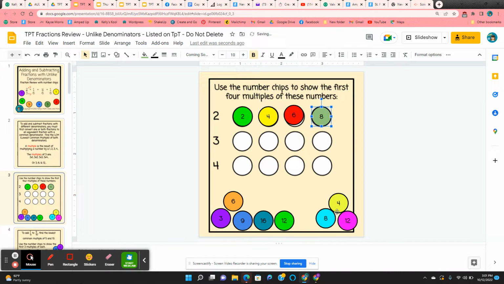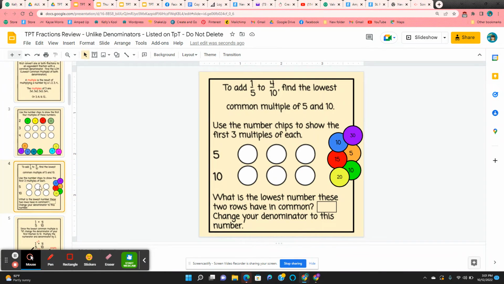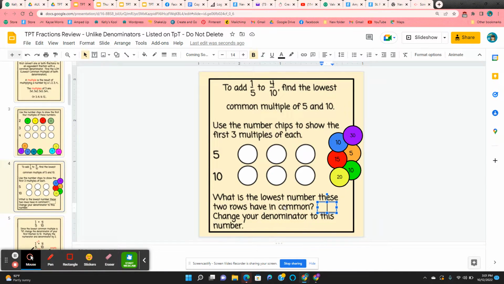Okay, so they're going to use every single number. If something doesn't come out right, then they have to go back and look again. Now, they're given a problem to do, so they want to add 1/5 to 4/10. They want to first find the lowest common multiple of 5 and 10. So they use the number chips to find the first 3 multiples of 5 and the first 3 multiples of 10, and then type in the text box which one is the lowest number, or the lowest multiple, they have in common.